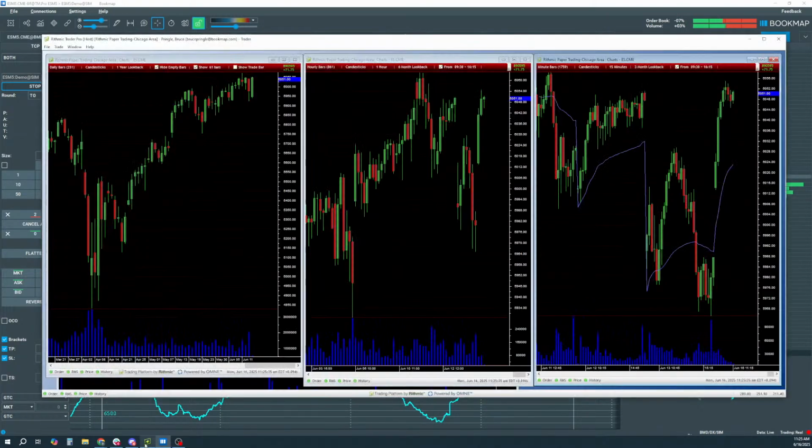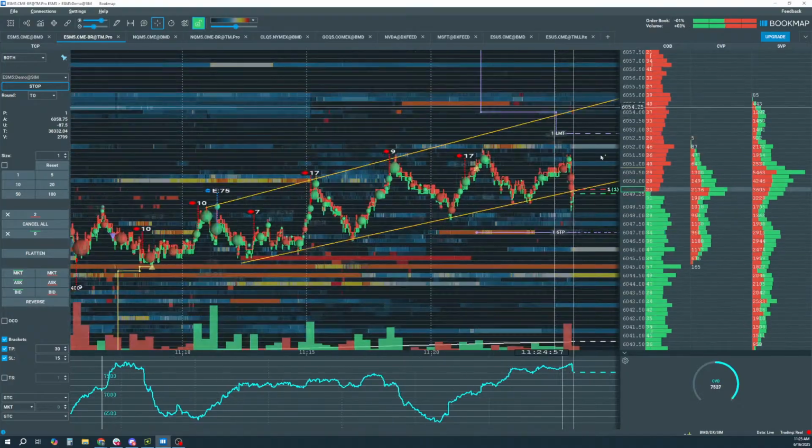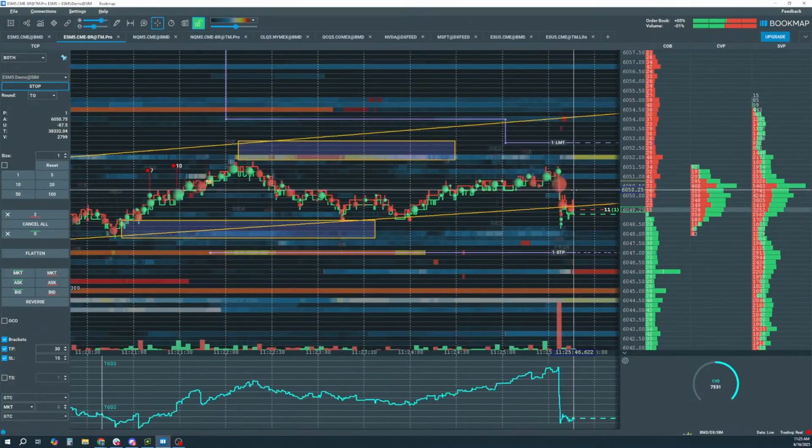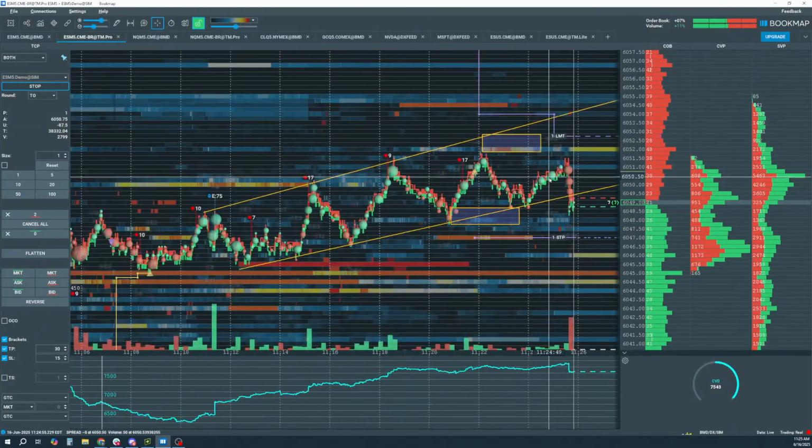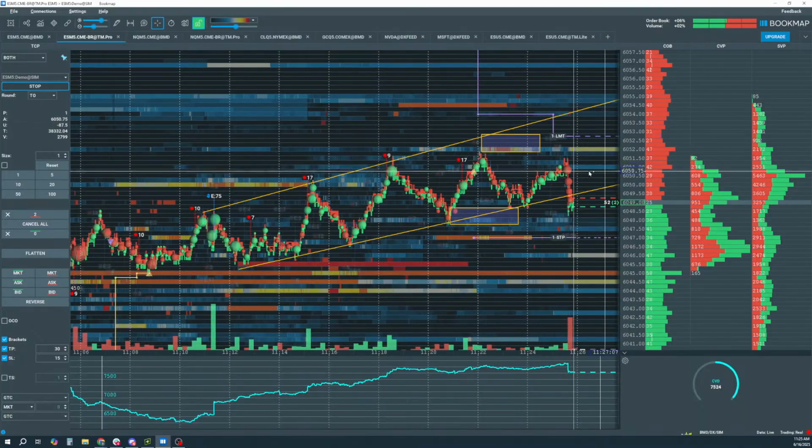All right, now this is going to be interesting here because see how we have a test up here? Okay, can it get through that? That's a big question, right? So you can see sellers come in just immediately like that. Okay, so it retested back up here and found sellers.